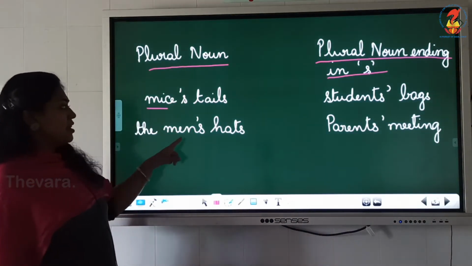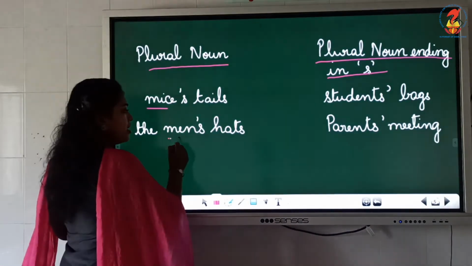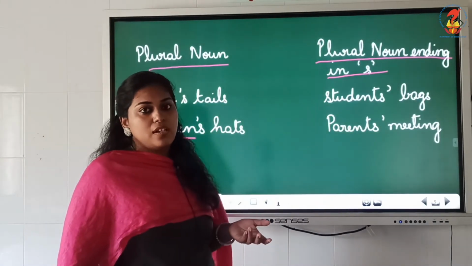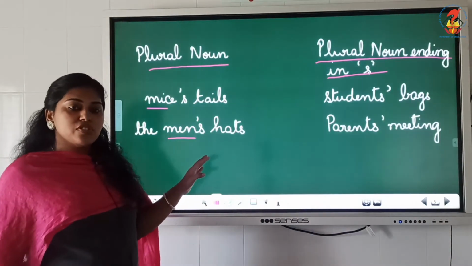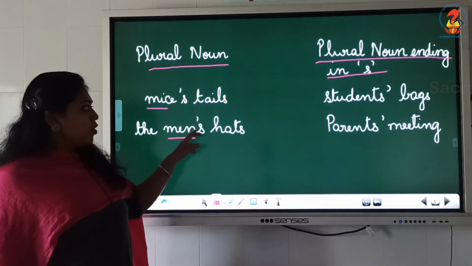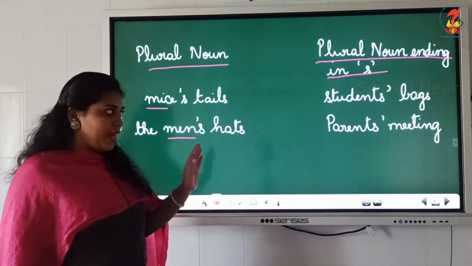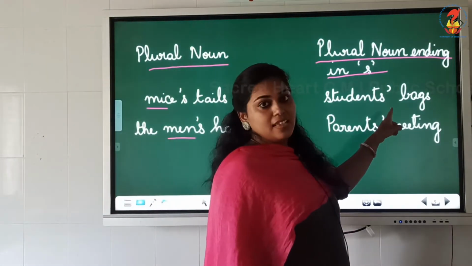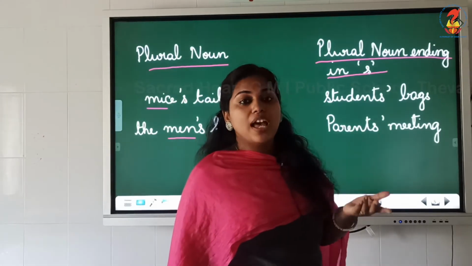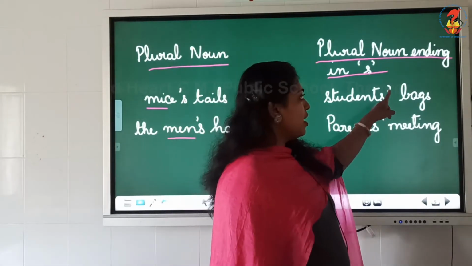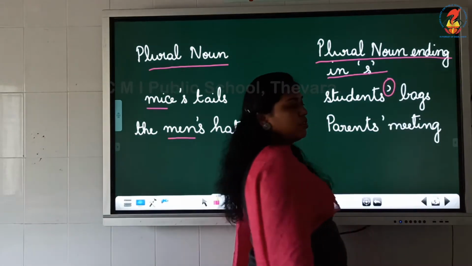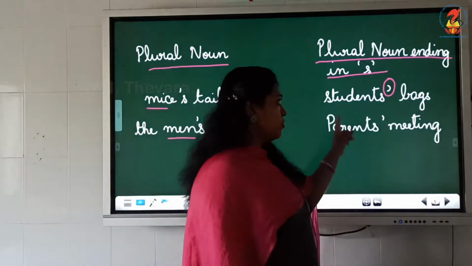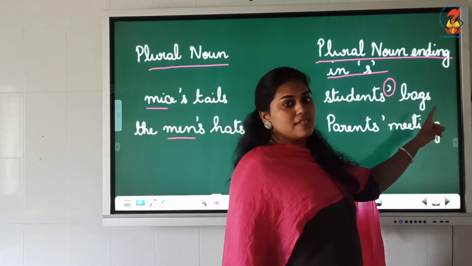Here also, the men's hats. Men, we know men is a plural form because it is men. So there also, to indicate the possession of a plural form, we can put apostrophe and s. Whereas if it is a plural noun ending in s, then you don't have to repeat the s, you just have to put the apostrophe alone. Okay, you do not have to write s again, you just have to put the apostrophe. So that will become students' bags.